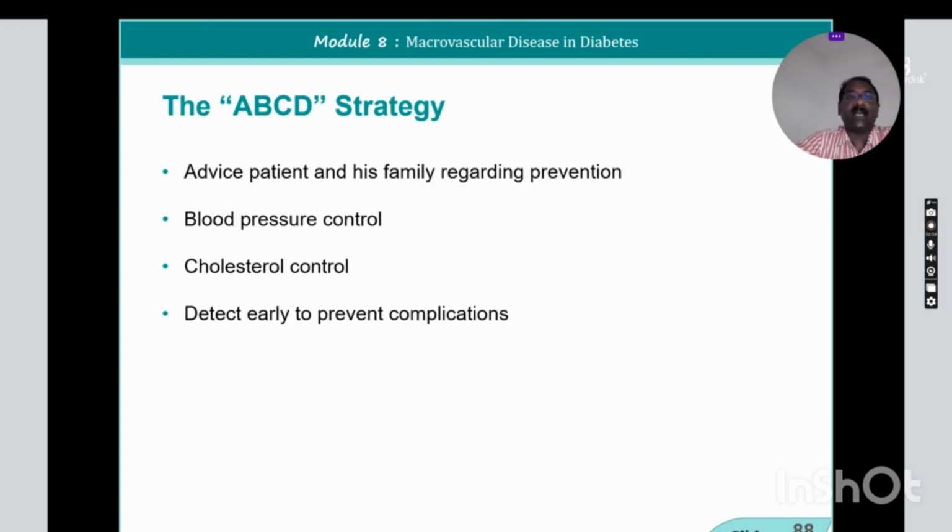So now the ABCD strategy. What is the ABCD strategy here? A stands for advice: advise the patient and his family regarding prevention. B, BP control. C, cholesterol control. D means detect early to prevent complications. Now I say A is also A1C control, and advice. B, blood pressure control. C, cholesterol control. D, detect early to prevent complications, and also diet. E, add E, that is exercise.